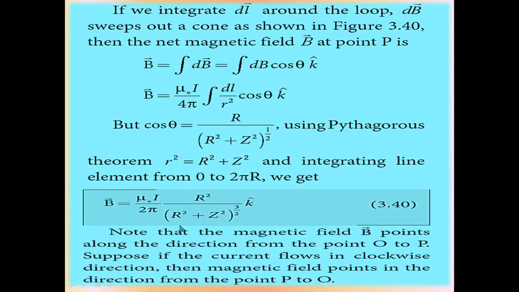This is a small error in your textbook. Note it down. It is not 2 pi, it is only 2. B vector is equal to mu naught I divided by 2, r square divided by r square plus z square the whole power 3 by 2, into k cap.